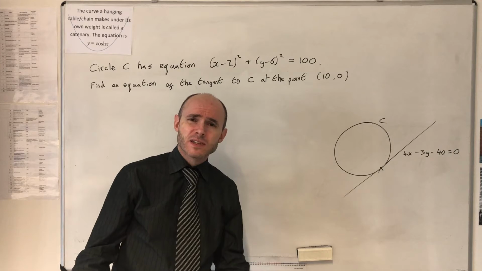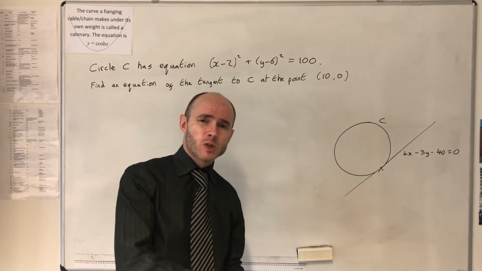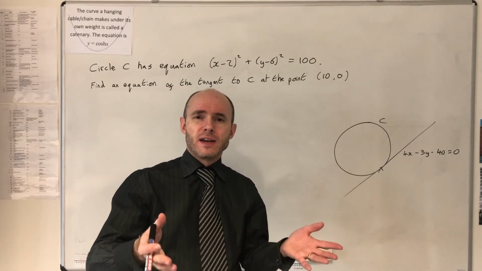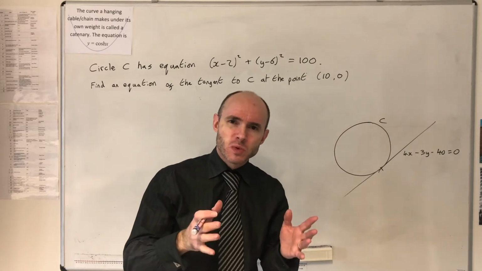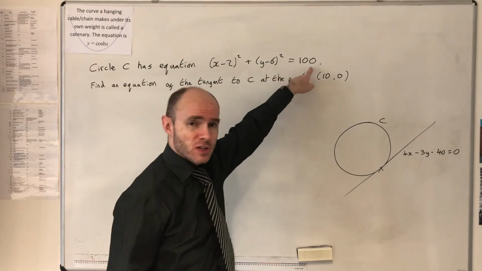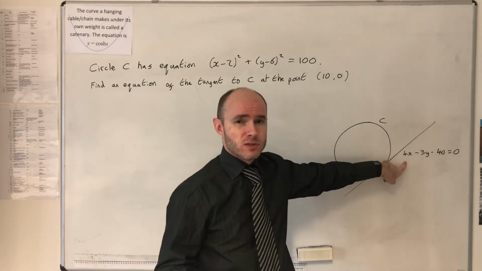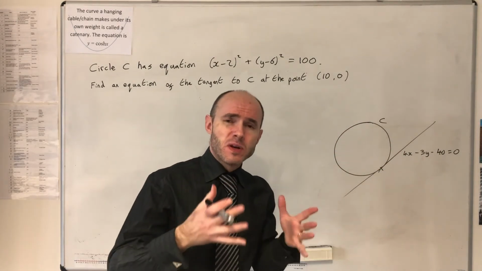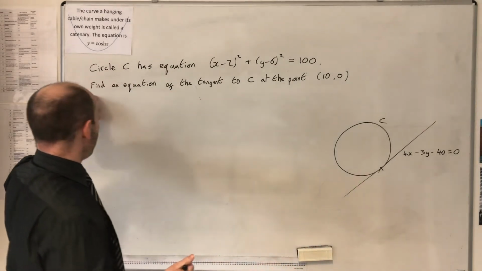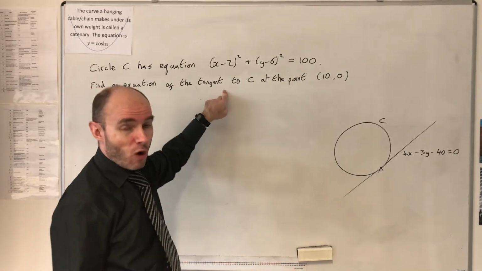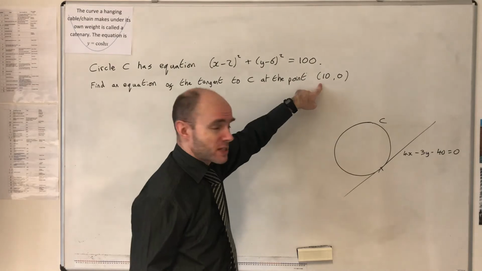Right, so for my next example, I'm going to go back to the previous question and just reword it slightly. If you remember my previous question, we had this as our equation of a circle, and then to show that this here was a tangent. So I'll just rephrase this one and put it the other way around. I'm going to ask you to find an equation of the tangent to the circle at a particular point.